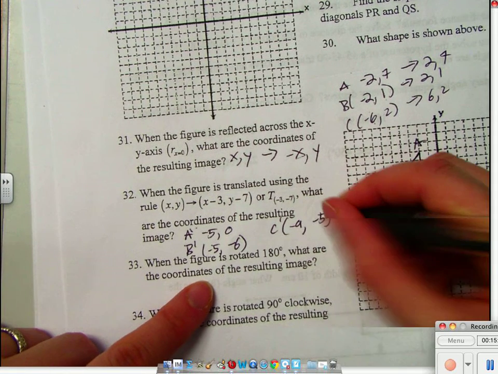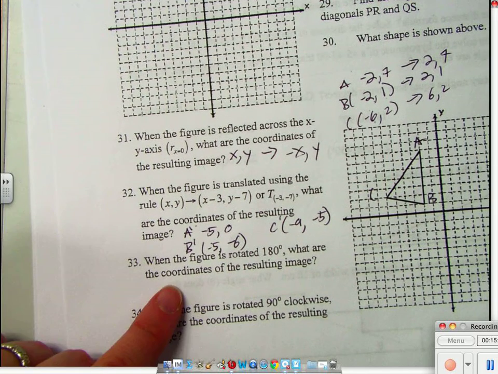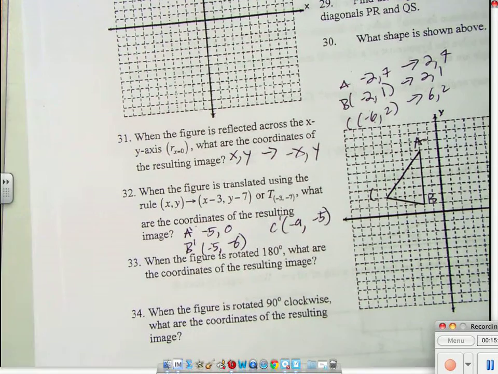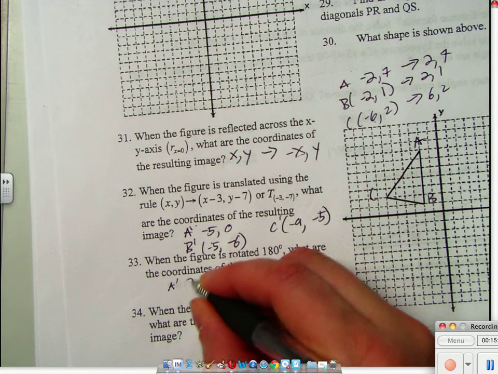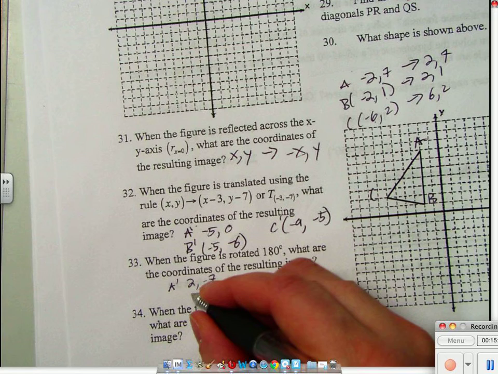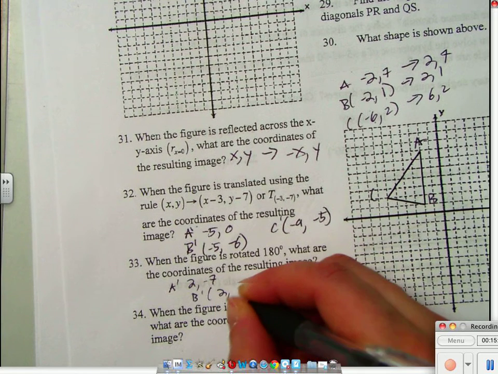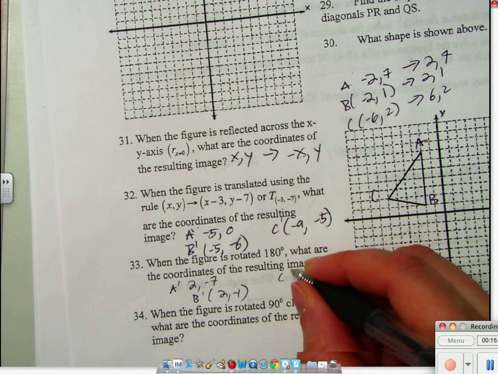Okay. When the figure is rotated 180 degrees, what are the new coordinates? Well, A becomes 2, negative 7. B becomes 2, negative 1. And C becomes 6, negative 2.